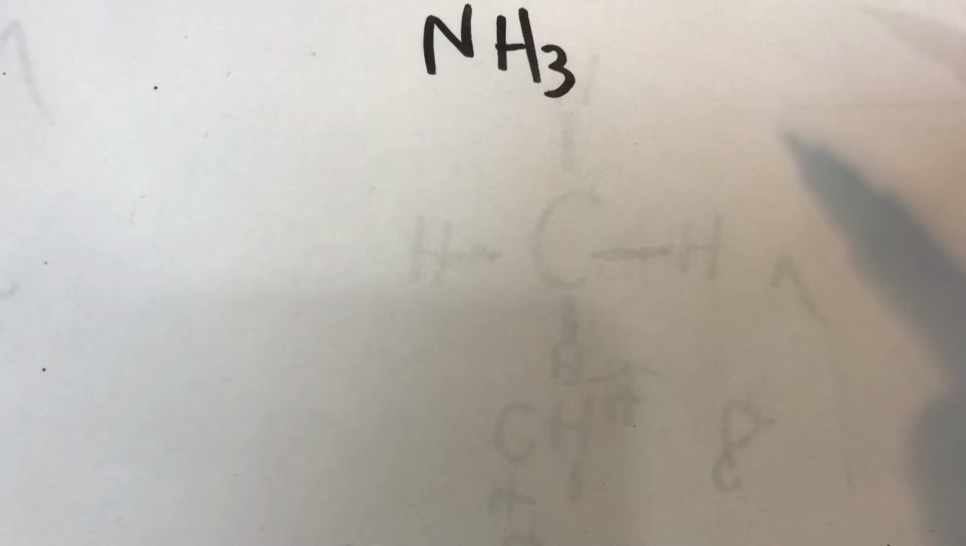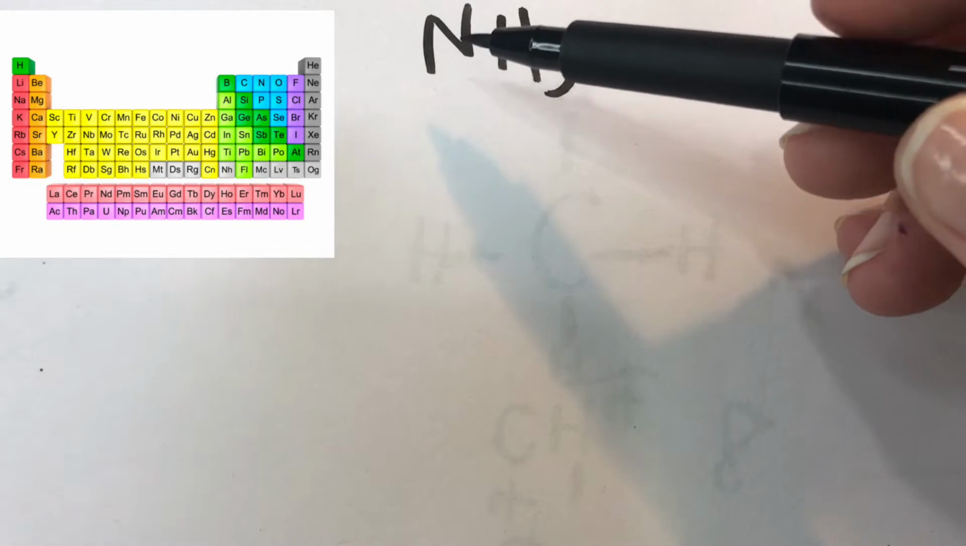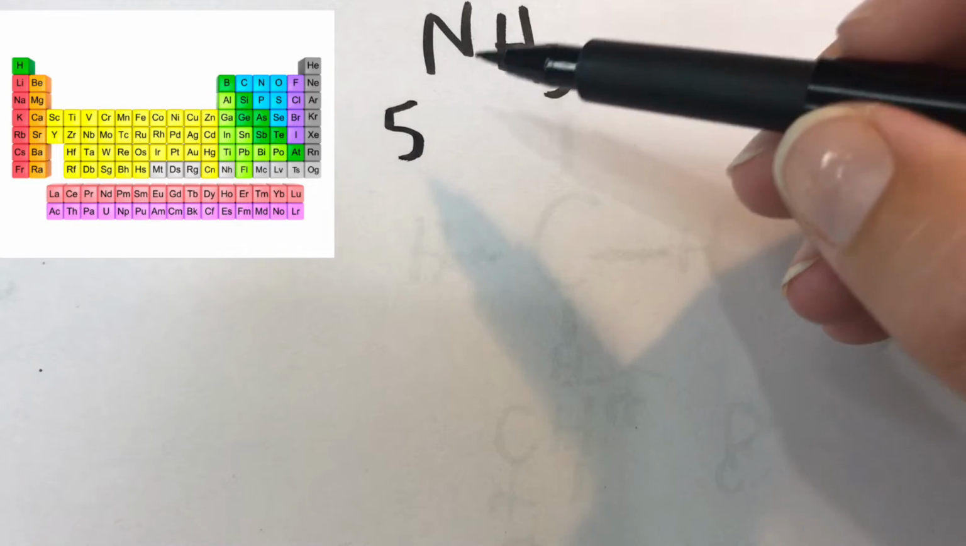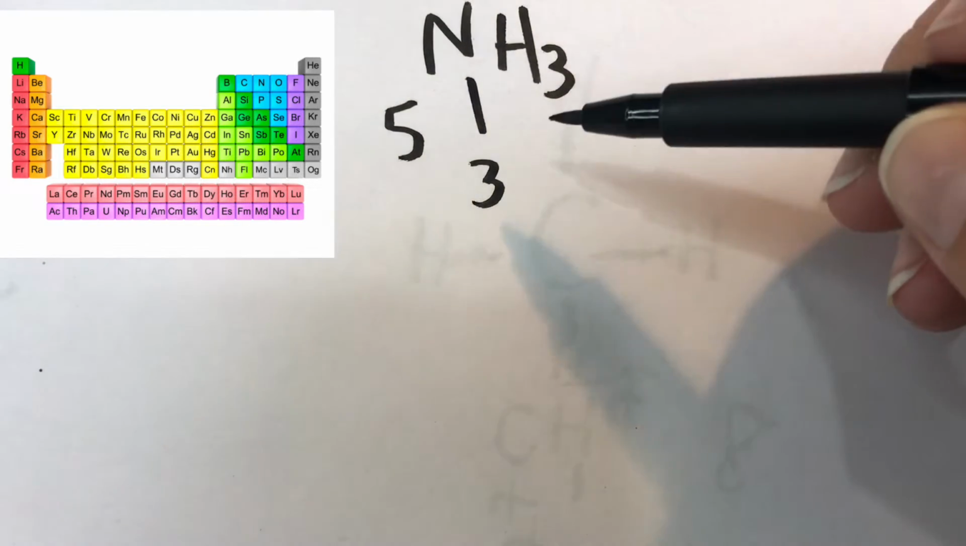So our third one is the Lewis diagram for NH3, or ammonia. Nitrogen is in group 15 on the periodic table, so it has 5 electrons in its outer shell and it needs 3 more to be stable.